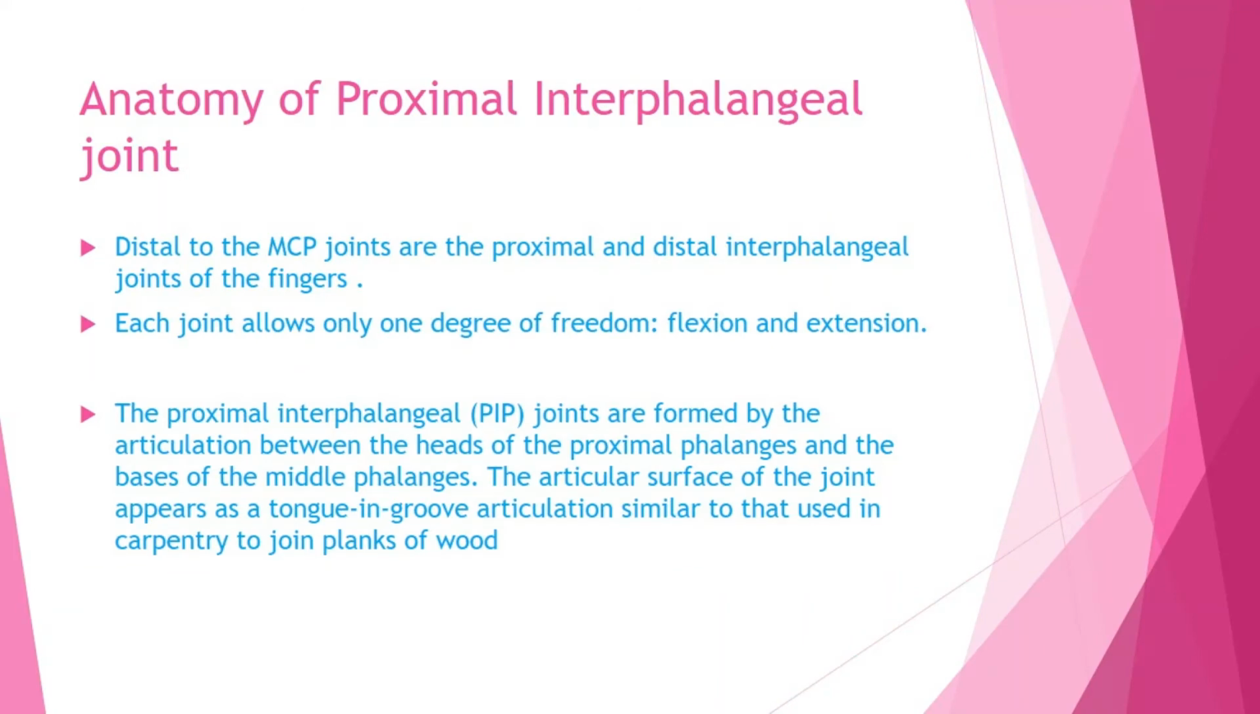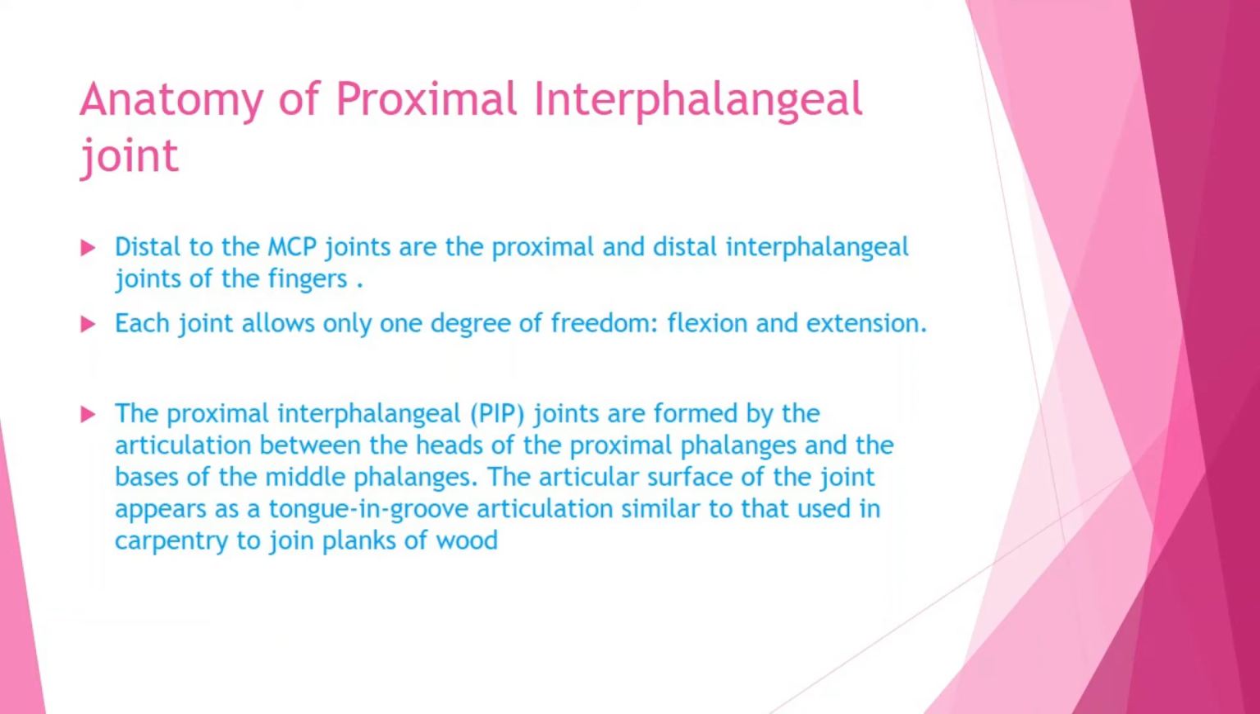Anatomy of the proximal interphalangeal joint. Proximal interphalangeal joints are synovial hinge joints that span between the proximal, middle, and distal phalanges of the hand. Distal to the MCP joints are the proximal and distal interphalangeal joints of the fingers. Each joint allows one degree of freedom, flexion and extension.